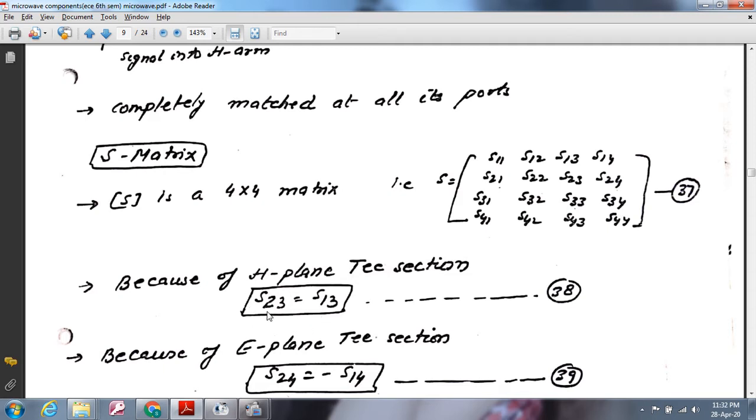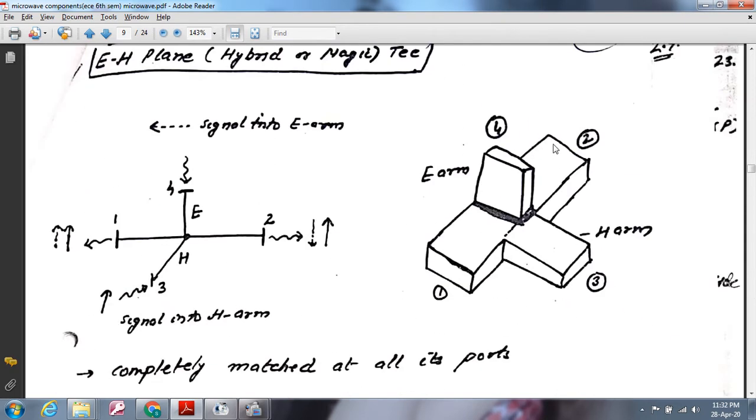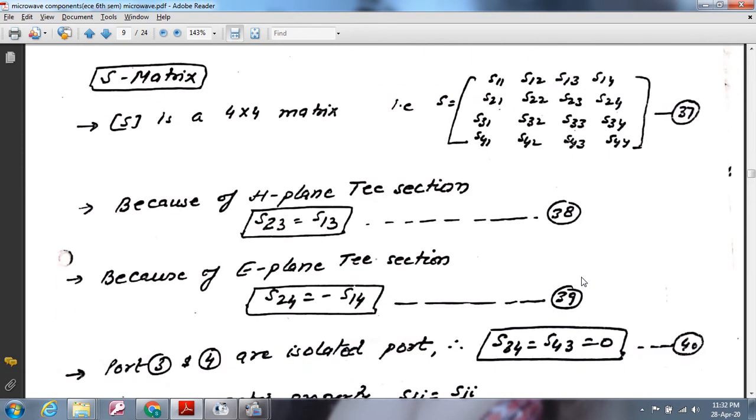It means if we apply power at port number 2 and see output at port number 3, and if we apply the same power at port number 1 and see output at port number 3, then S23 will be equal to S13. This is nothing but a property of the H plane T.